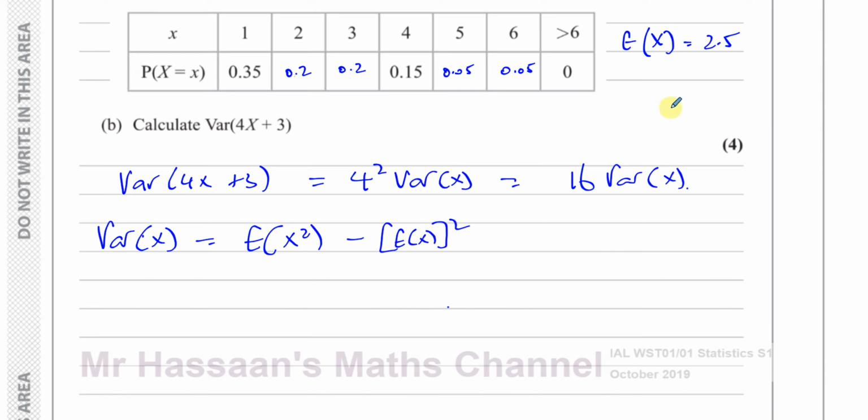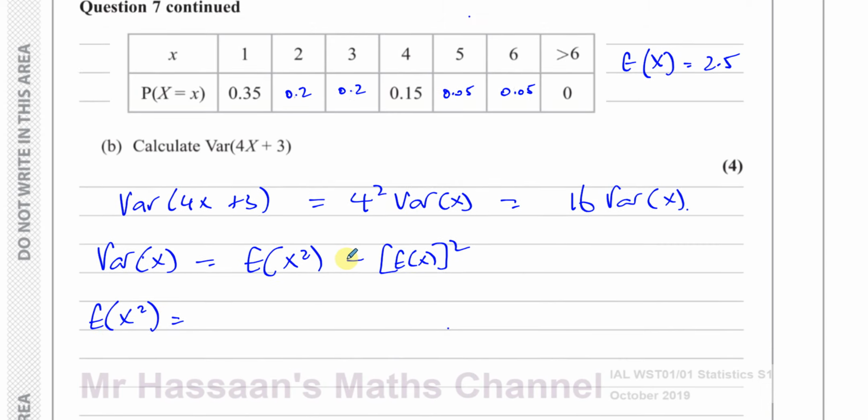Now the mean is 2.5, so it's going to be the mean of the squares minus 2.5 squared. We have to find E(X squared) now. Let's find E(X squared), the mean of the squares. That is found by simply taking the x values and squaring them. So 1 squared is 1, 2 squared is 4, 3 squared is 9, 4 squared is 16, 5 squared is 25, 6 squared is 36. We don't have to worry about this because there's a 0 probability anyway. So E(X squared) is going to be this times this.